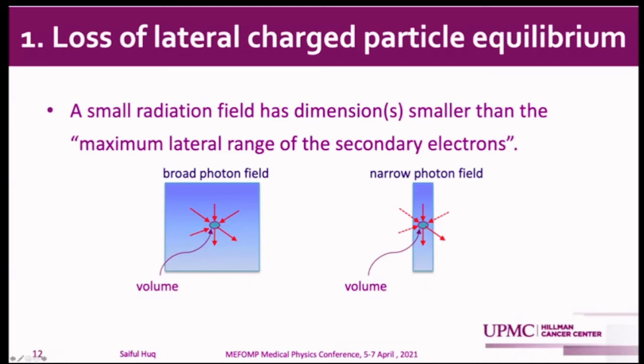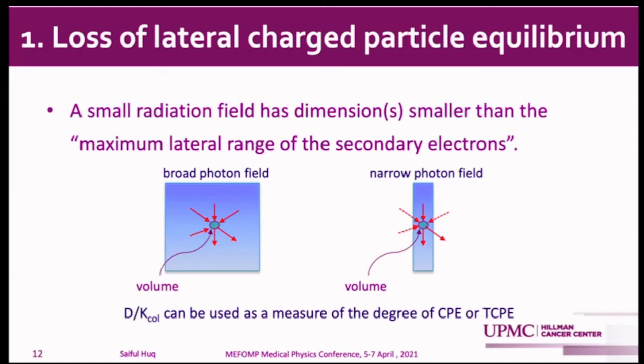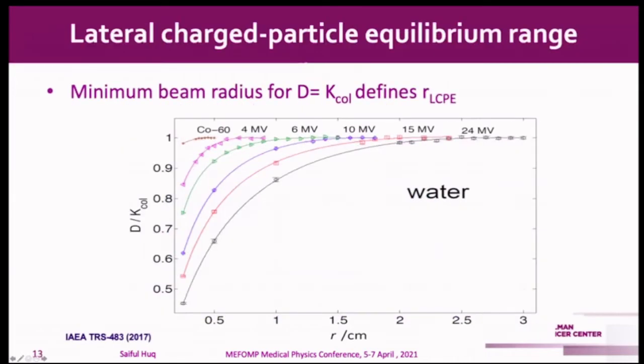The ratio of absorbed dose to collision kerma, or D/K_col, can be used as a measure of the degree of CPE, or charged particle equilibrium, or transient charged particle equilibrium.